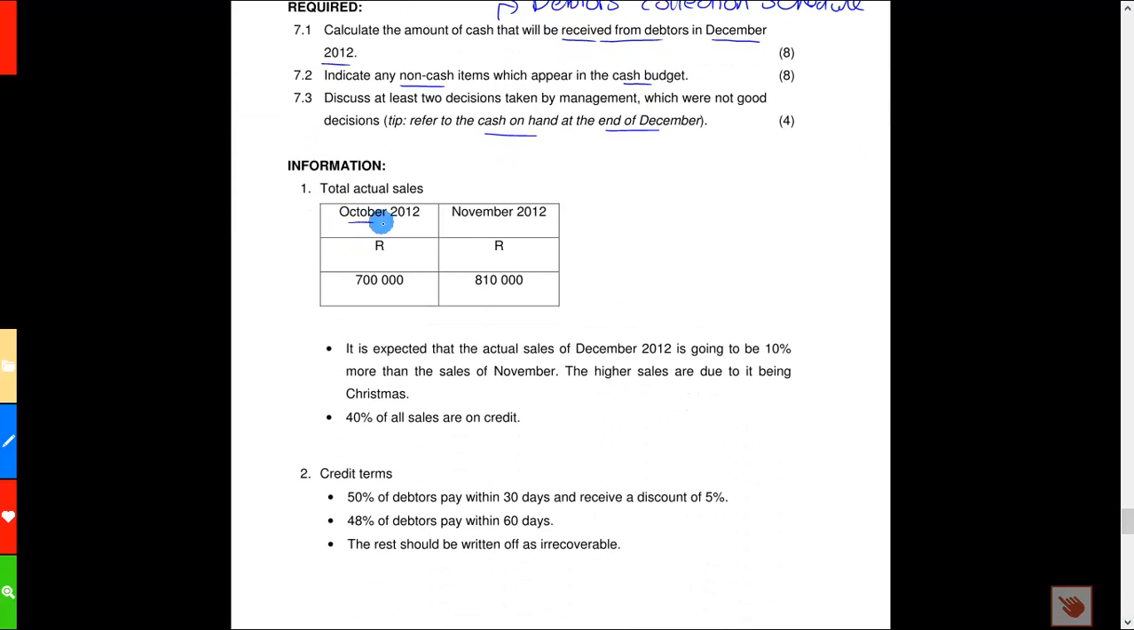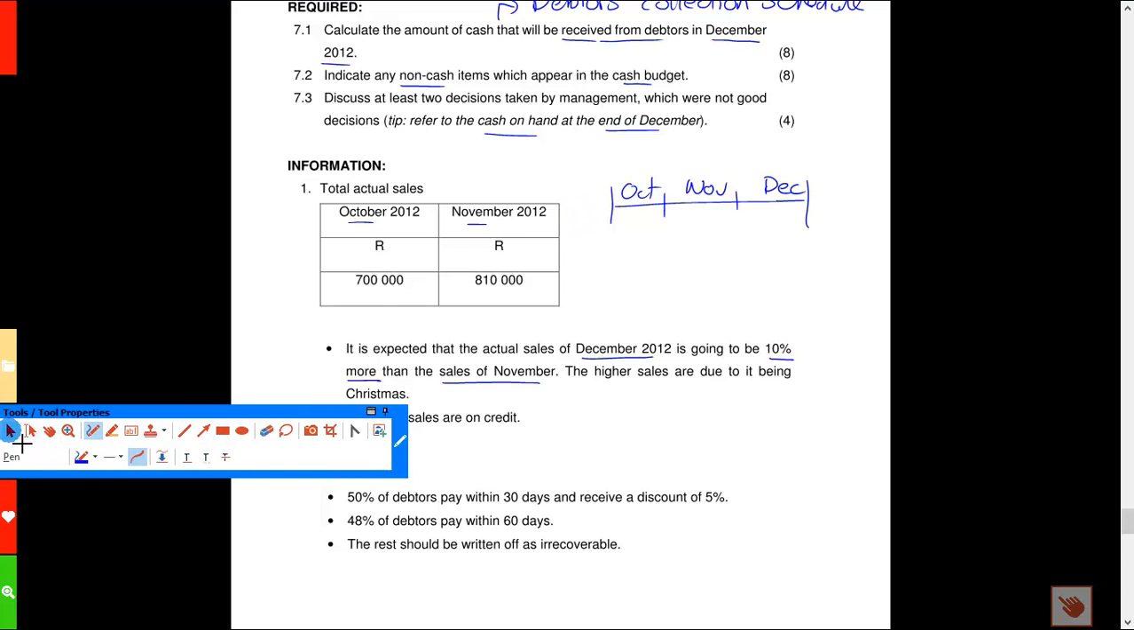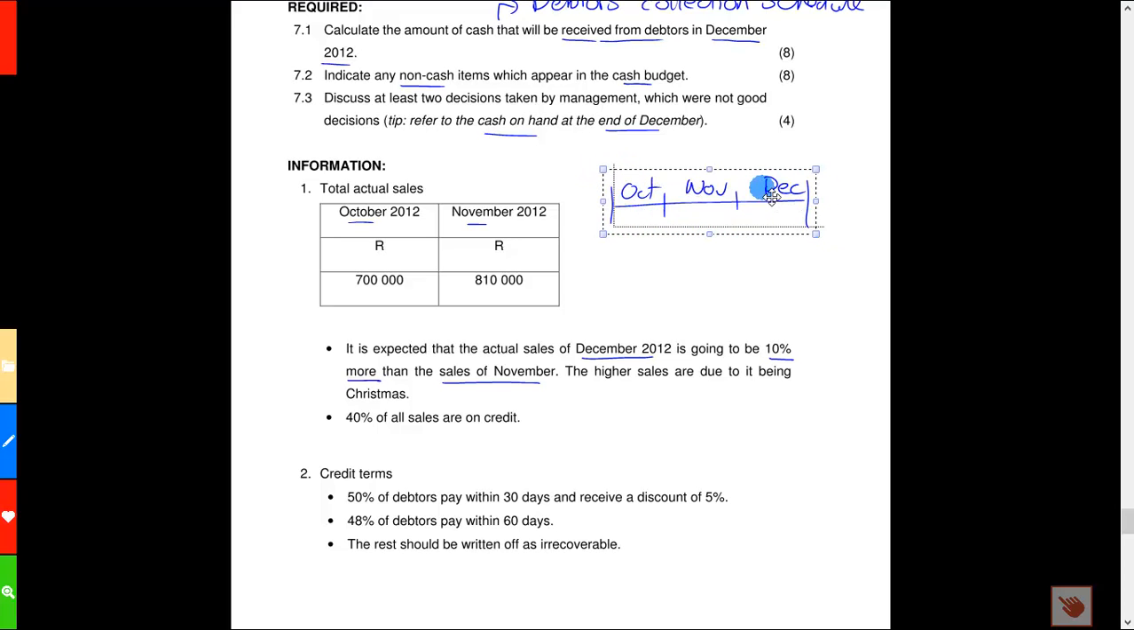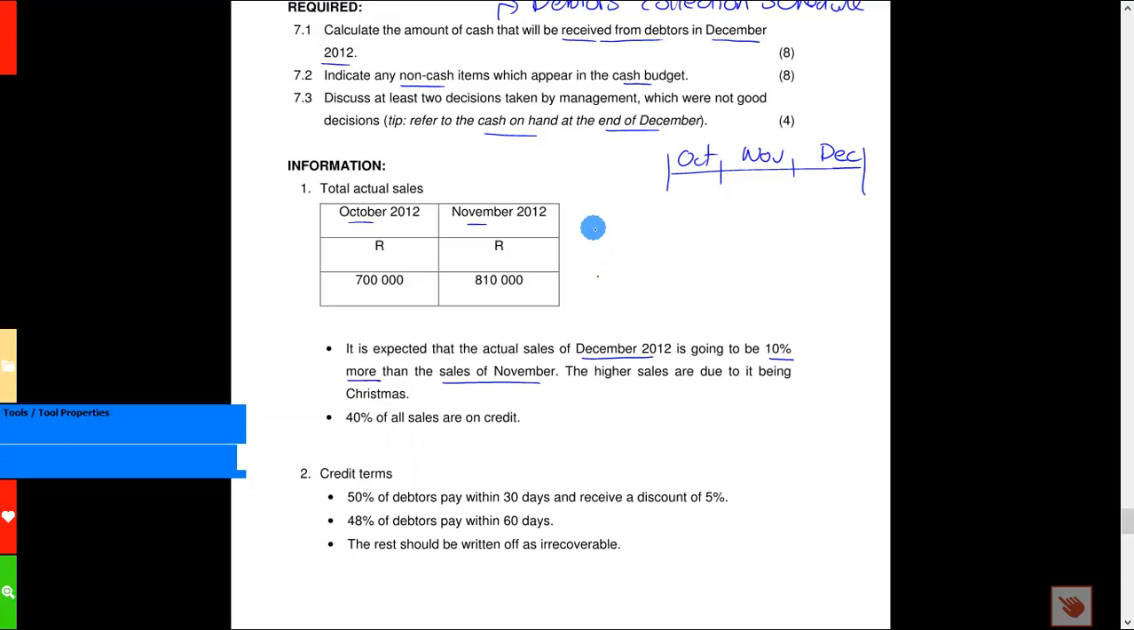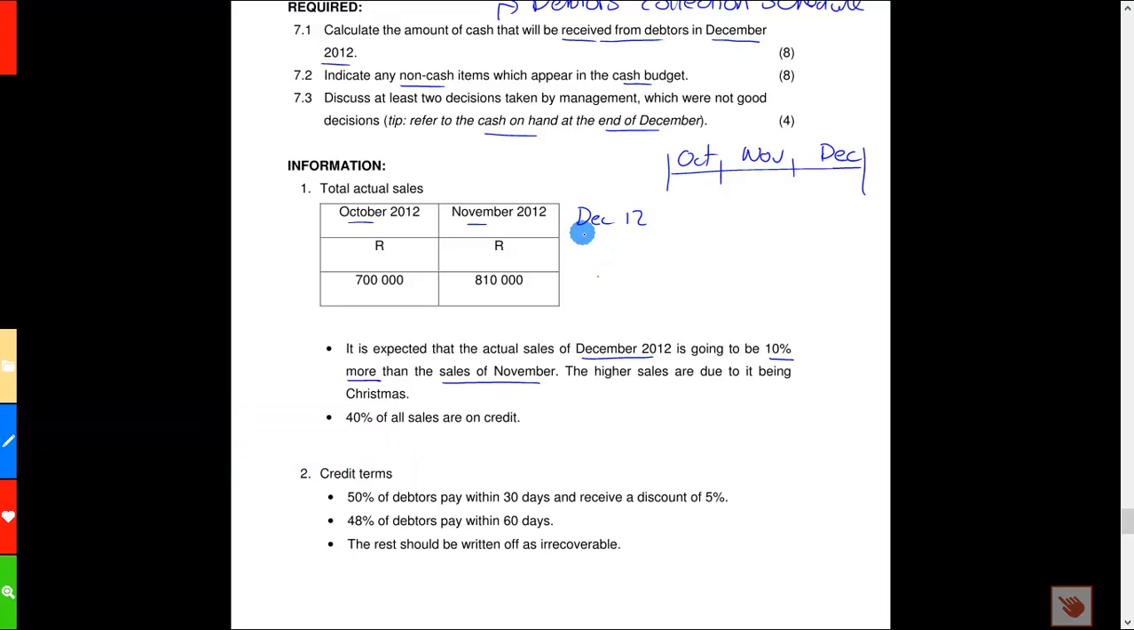We've got the actual sales for October and November. So if we draw a timeline, something like this. Let's say this is October, November, and December. There we go. And it is expected that the actual sales of December is going to be 10% more than the sales of November. So we don't actually have the sales for December. So there's my timeline. And we are now saying the December sales is the one that we don't have. We don't necessarily need it, but we will see if we do need it. The December sales is going to be 10% more than the sales of November.